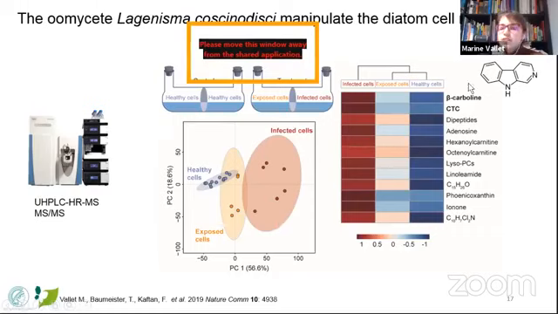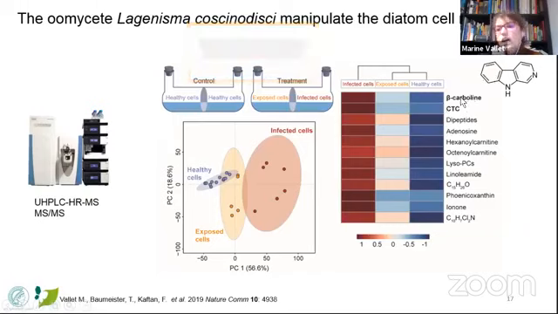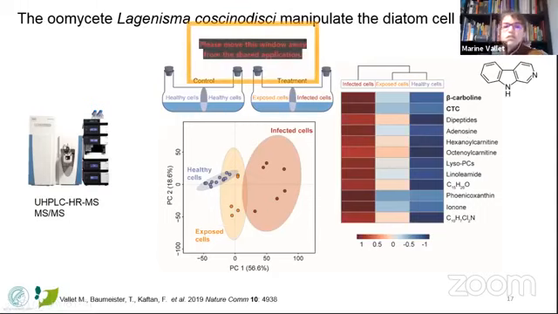And you have here an example, a list of some of these metabolites. And this was very interesting because we actually found two alkaloids. So these are quite a class of compounds, which is quite interesting. It includes many bioactive compounds also used as drugs for humans. And they were upregulated during the infection.